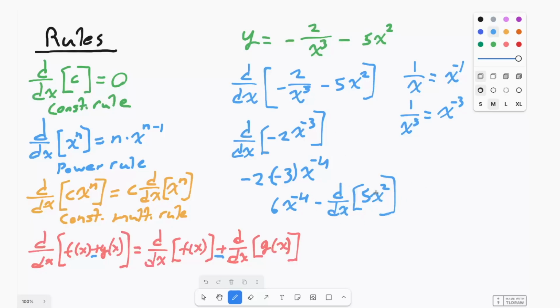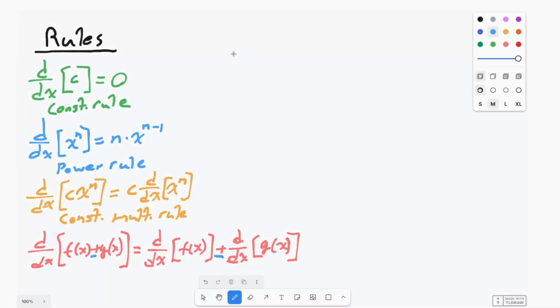So the derivative of 5x squared, we can do this one in our heads. We know the constant comes out and it gets multiplied by the exponent that we bring down. So if we rewrite this, 6x to the negative 4, and then we have the minus. So we have 5 times the exponent that we bring down, so that's 10. And then we have x to the 2 minus 1. So that's just x to the 1 or x. So then our final answer is 6x to the negative 4 minus 10x.